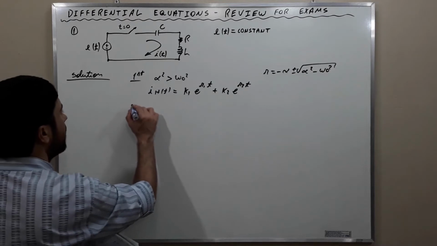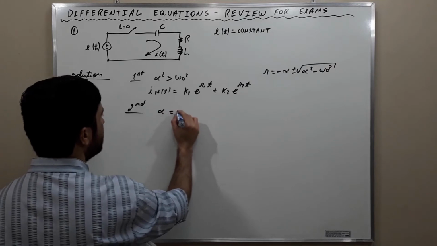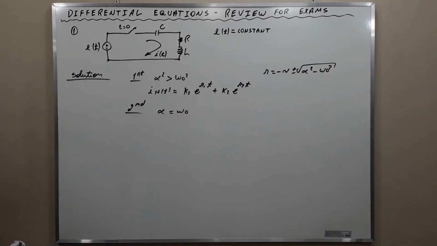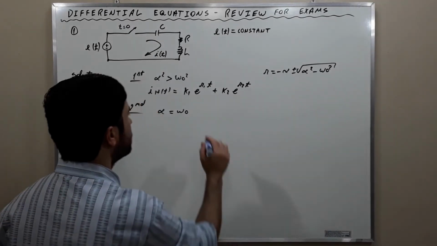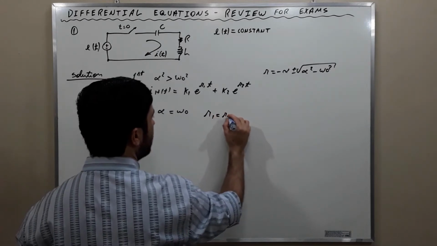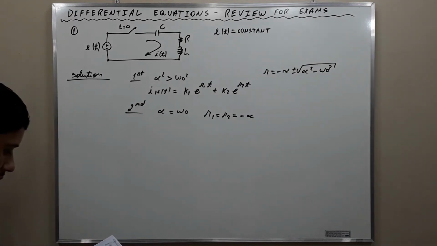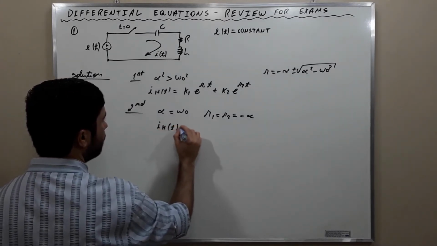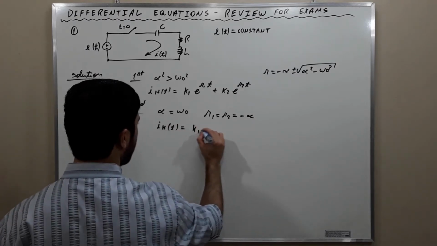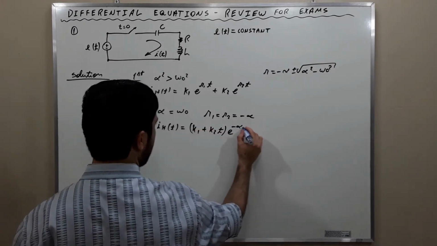Now let's go to the second possibility. The second possibility is when alpha is equal to w0. When alpha is equal to w0, then we have a 0 here, and the roots r1 will be equal to r2, which will be equal to negative alpha. And the roots are equal to negative alpha, and the homogeneous solution is h of t equal to k1 plus k2 t times e to the negative alpha t.